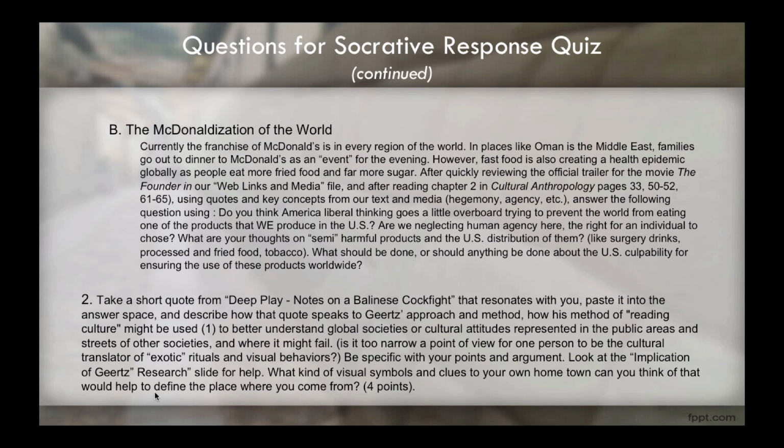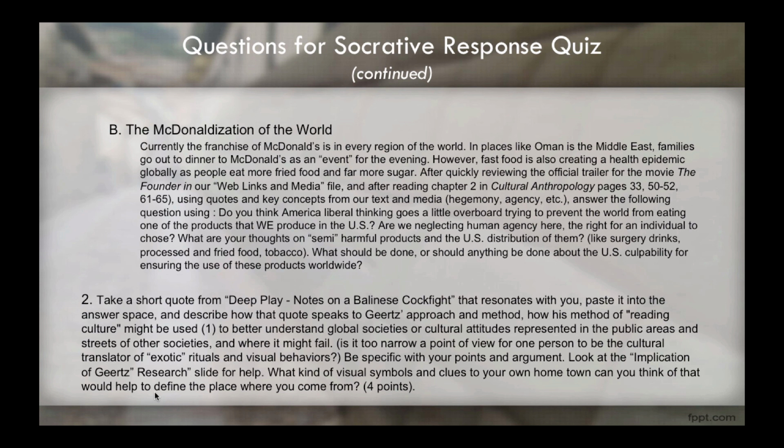And B, the McDonaldization of the world. Currently, the franchise of McDonald's is in every region of the world. In places like Oman and Kuwait in the Middle East, families go out to dinner at McDonald's as an event for the evening. However, fast food is also creating a health epidemic globally as people eat more fried food and far more sugar. That is occurring in Mexico right now, for instance.